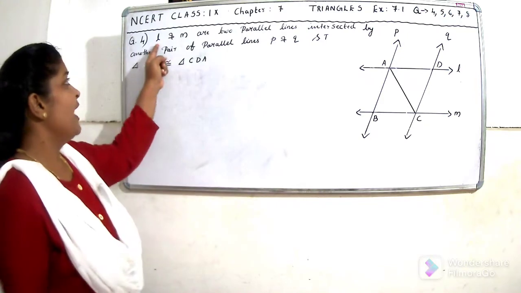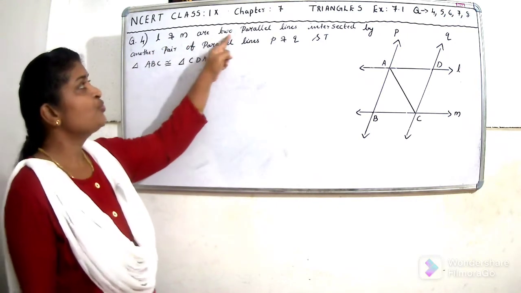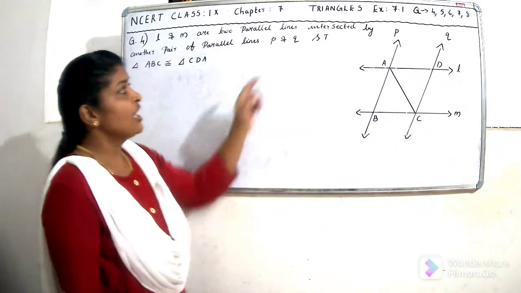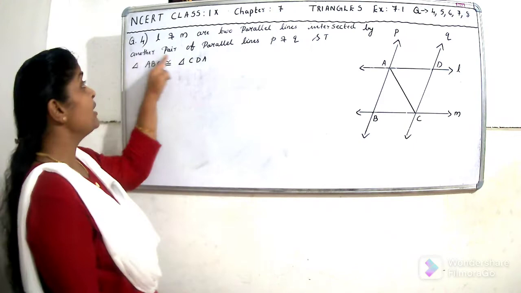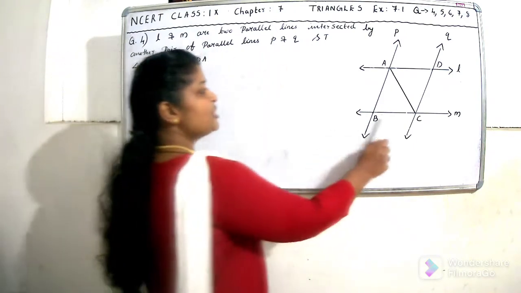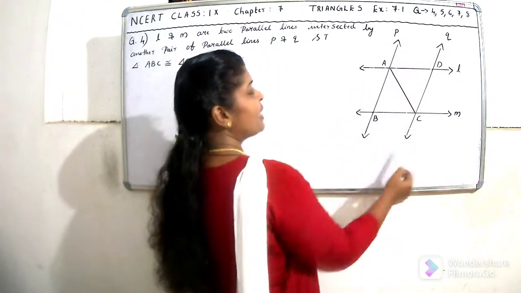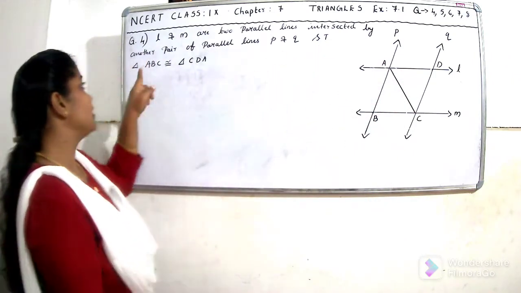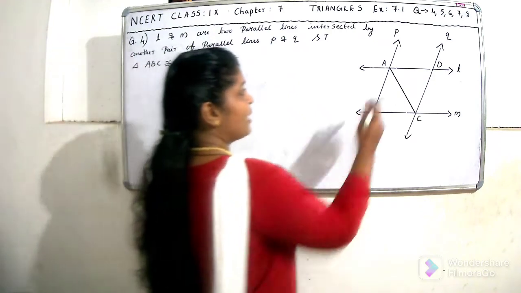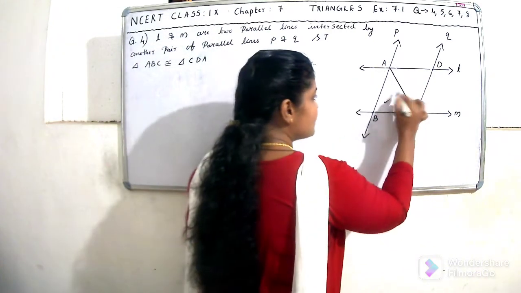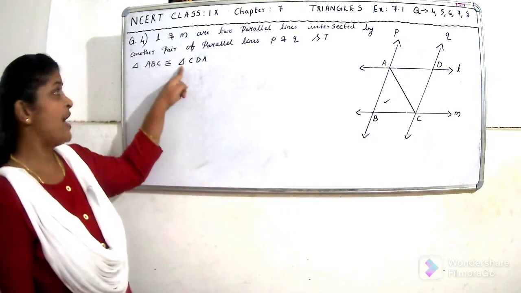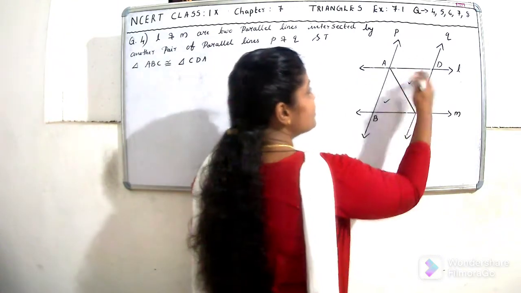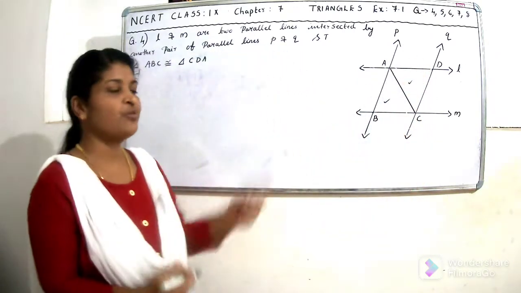Here L and M are two parallel lines intersected by another pair of parallel lines P and Q. So these two parallel lines are intersected by another two parallel lines, that is P and Q. What we have to prove: show that triangle ABC, that means this triangle, and triangle CDA, these two triangles are congruent. That's what we have to prove.